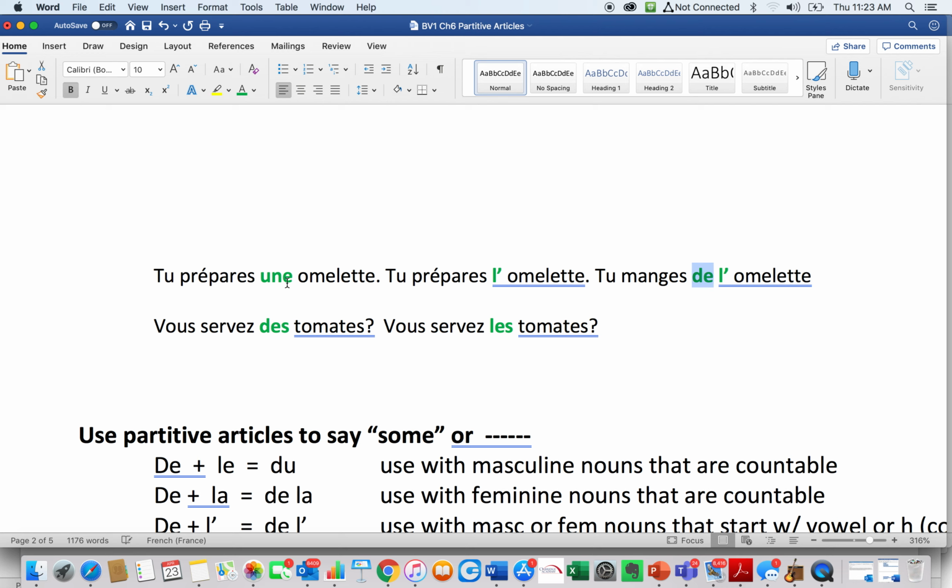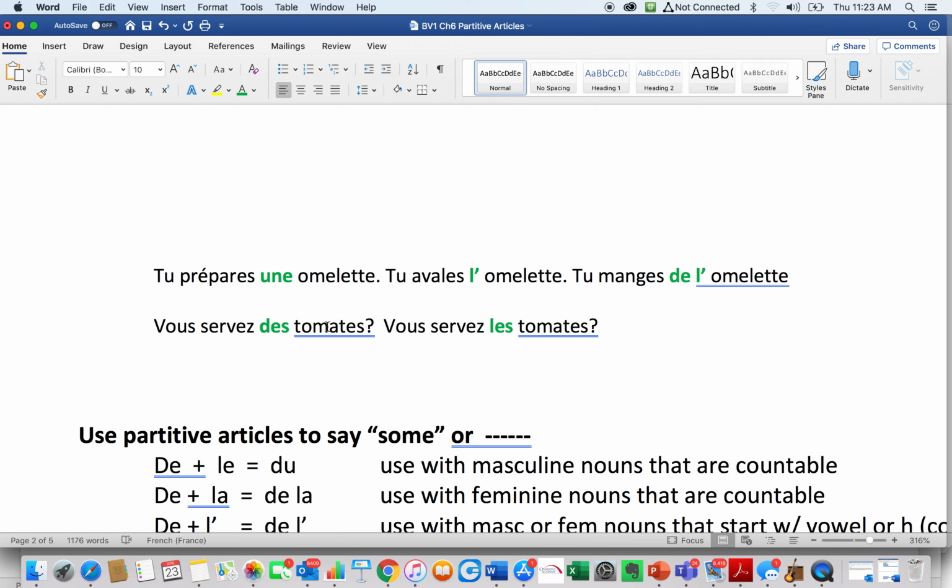So here we have you prepare an omelette. Here, let's give a different verb for all of them. So you prepare an omelet, you order the omelet. I don't like that. There, that's swallow, okay? You prepare an omelet, you swallow the omelet. I guess you were really hungry. It's like blah, blah, blah, and you ate it in one bite. Tu manges de l'omelette. That's you eat some omelet, okay?